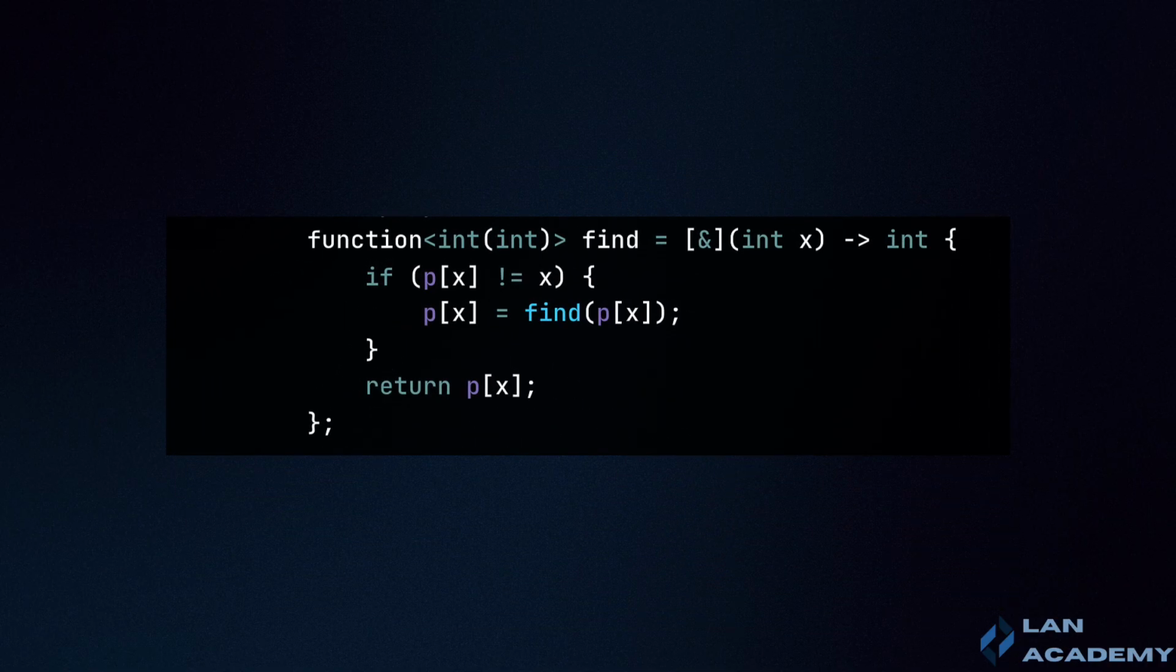The find function uses recursion and path compression to optimize future searches. The find function thus declares a lambda function that takes an argument of type int and returns an int. The ampersand in capture by reference indicates that the lambda captures all variables in its scope by reference. In this case, the function find has access to the variable p and can modify it. Scope refers to the region of code where a variable is defined and can be accessed. In the case of the find function, this allows access and modification of the vector p, which is essential for the path find and compression operations in the union find algorithm.